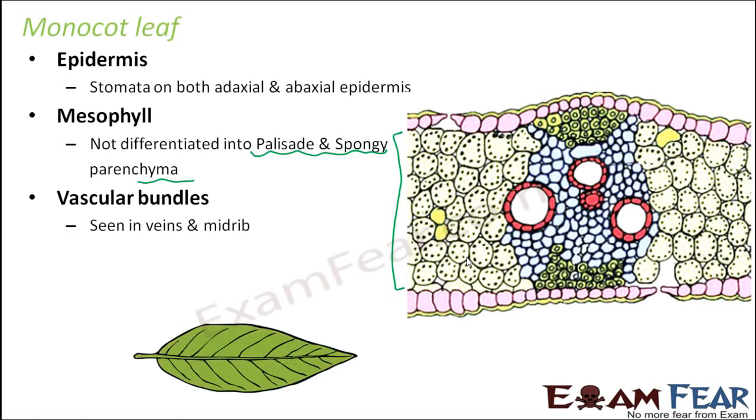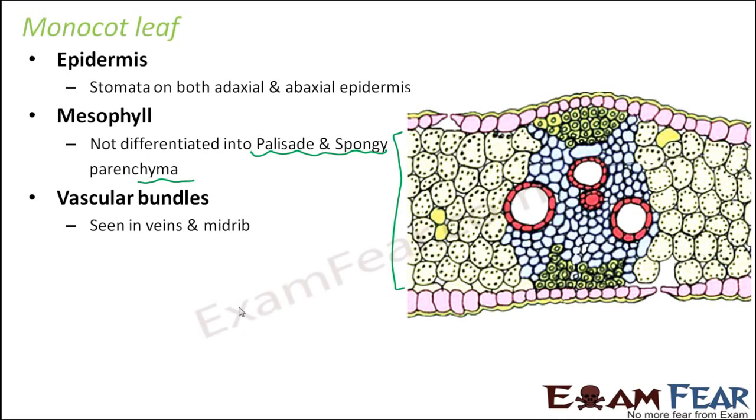Vascular bundles are seen in veins and midrib. Let us suppose this is a leaf; there run the vascular bundles, surrounded by thick-walled bundle sheath cells. Basically a monocot leaf is even simpler than a dicot leaf because there is no differentiation of the mesophyll layer. It is just two layers of epidermis, inside everywhere you have parenchyma cells, and somewhere you have the vascular bundles in veins and midrib. That's all. The structure of the monocot leaf is a lot simpler than the dicot leaf.